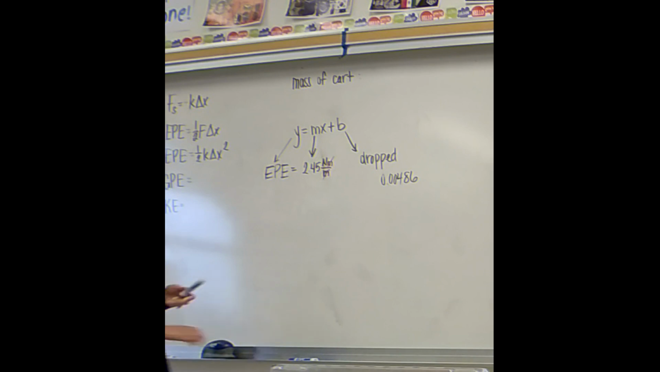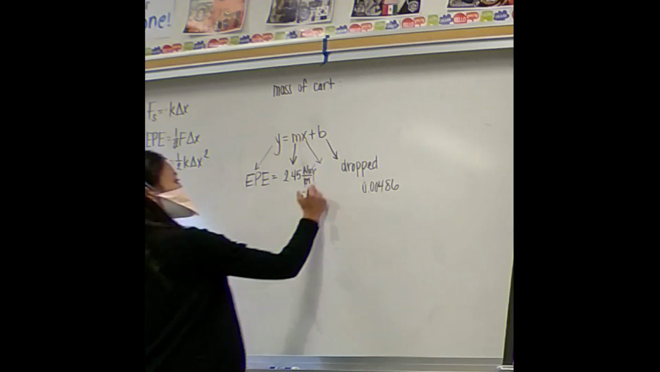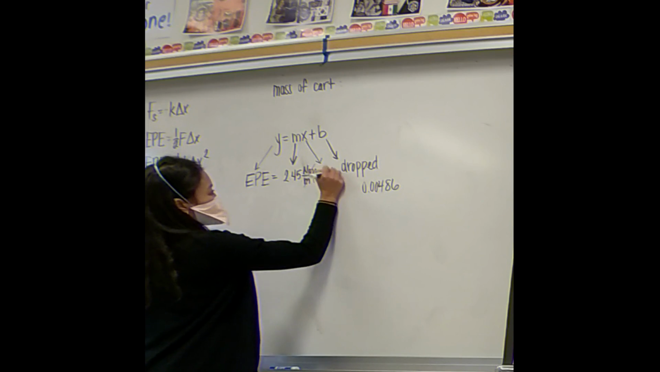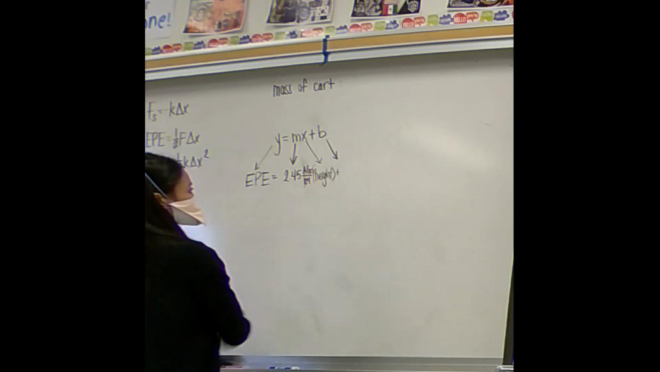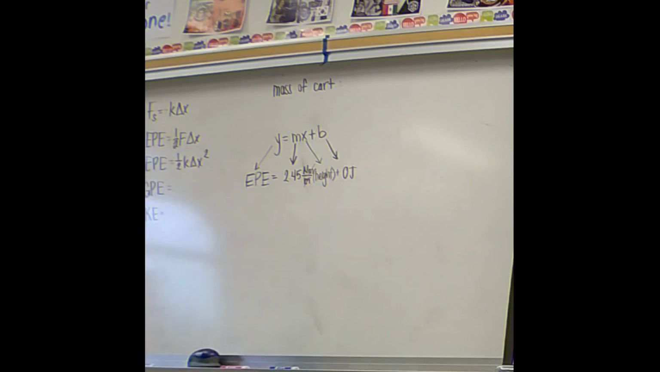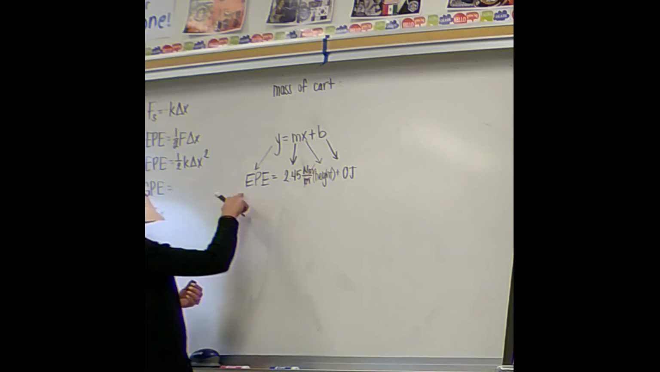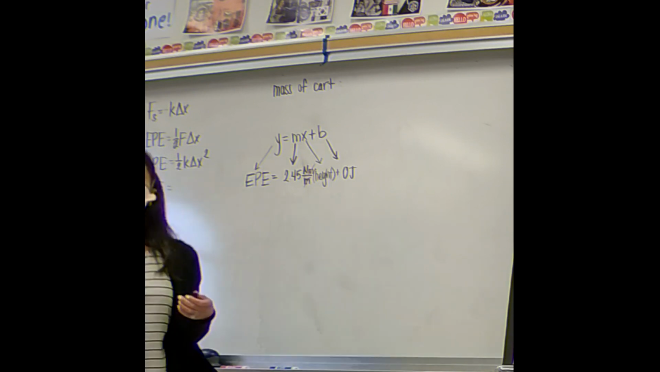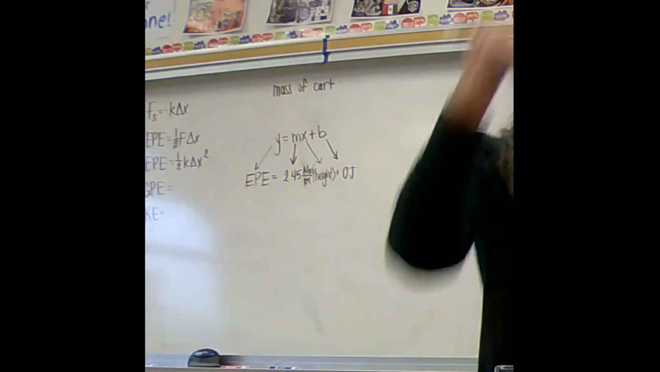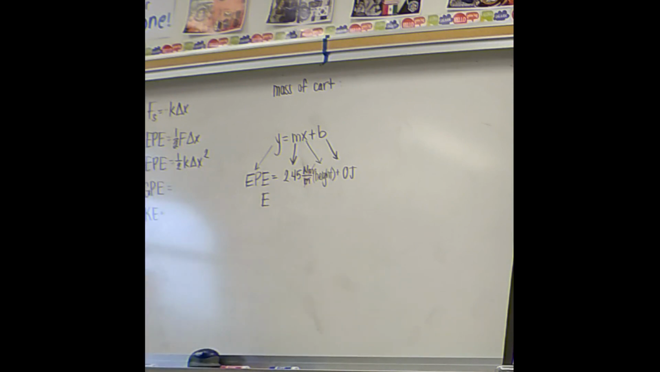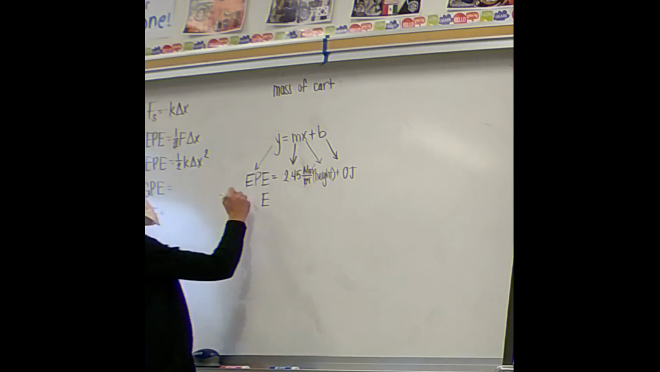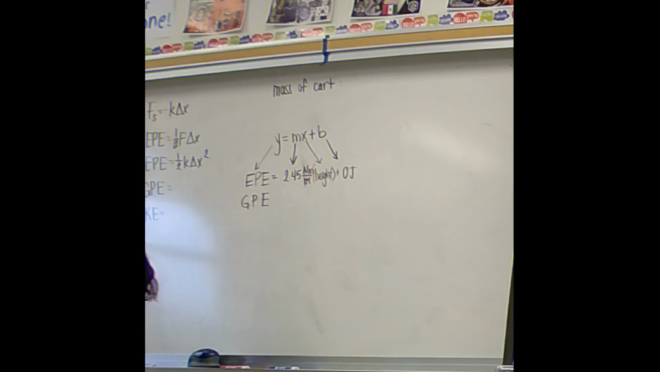That's a hint. What's my x variable? Height, or change in height. And then we drop the y-intercept. So we're going to say the y-intercept is 0 joules. So I'm going to simplify this out. My elastic potential energy moved upward. So it really is a conversion between elastic potential energy to gravitational potential energy. Based on conservation of energy, they should be equal from start to finish.